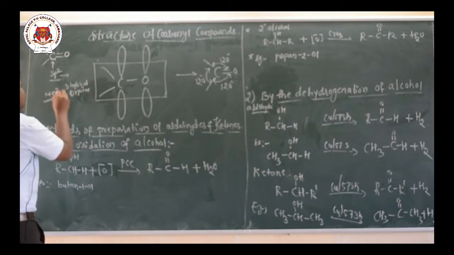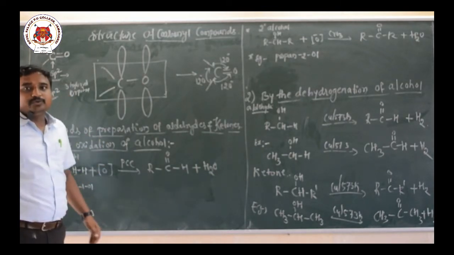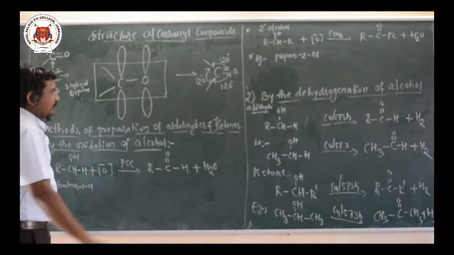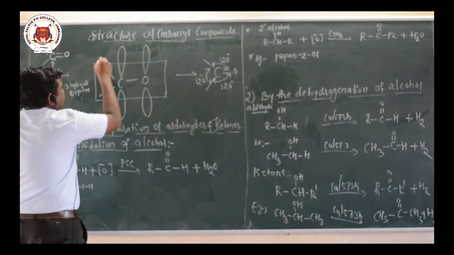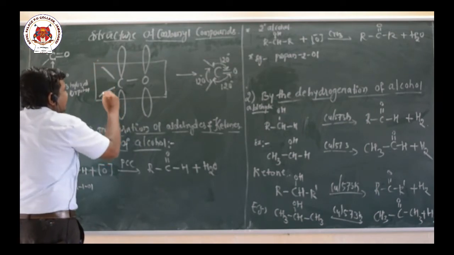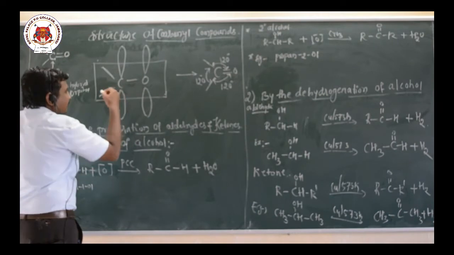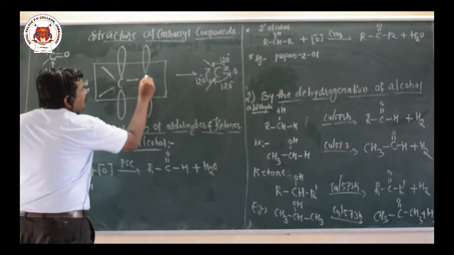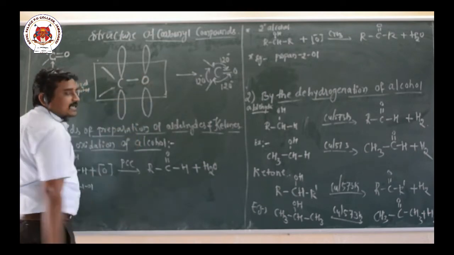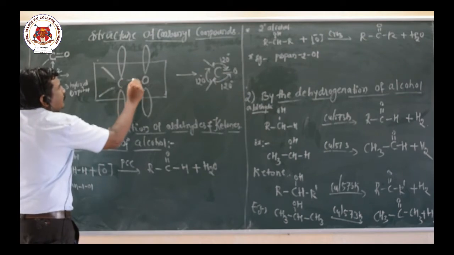These 3 hybrid orbitals are involved in bonding with other atoms. Depending upon the composition, one bond will be to a carbon or hydrogen atom. One of these hybrid orbitals is involved in the bond with the oxygen atom. So all 3 hybrid orbitals are involved in the bonding.